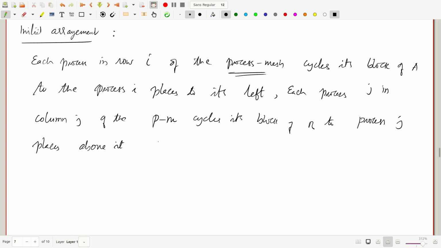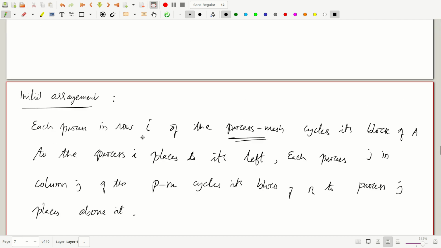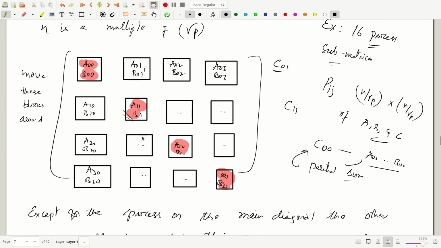Okay, let us see if we can do this. That means we want to move things around. The 0th process would not be affected because A00 is in row 0, so it doesn't have to send it anywhere. Row 1 will be sent one process to its left. So this will become A11, this will become A12, and this will become A13, and so on.